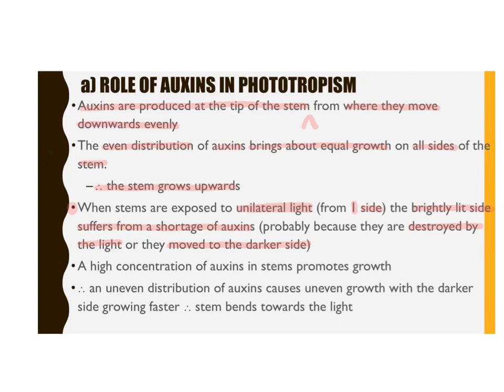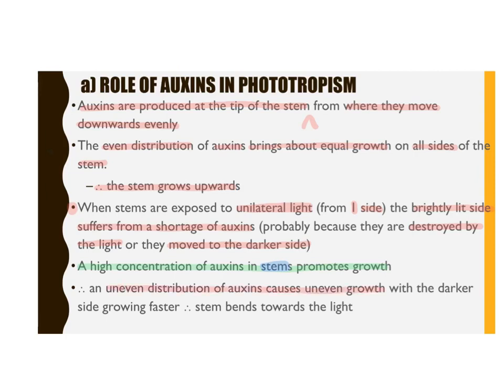I would include both. Now, this is a very key point here. I'm going to highlight it in a different color. A high concentration of auxins in stems promotes growth. You'll understand why I emphasize that now, because in roots it's actually the opposite. So therefore, an uneven distribution of auxins causes an uneven growth.